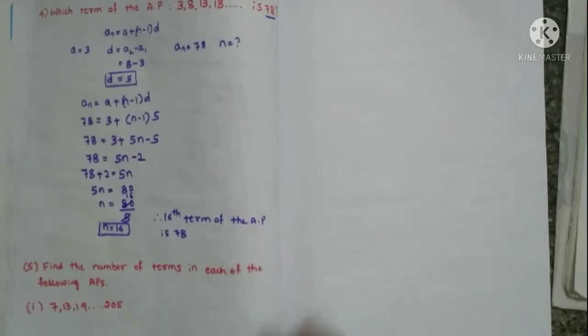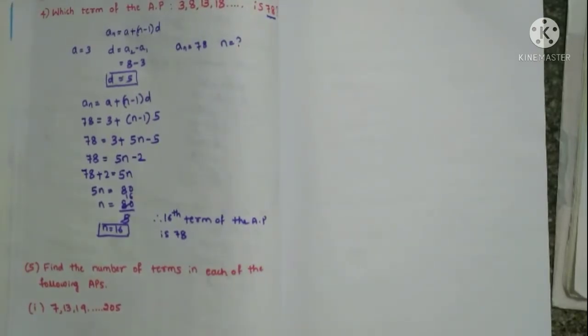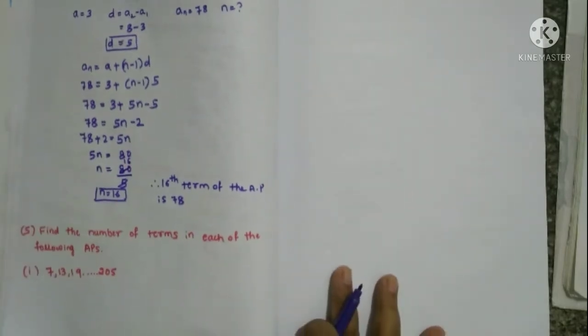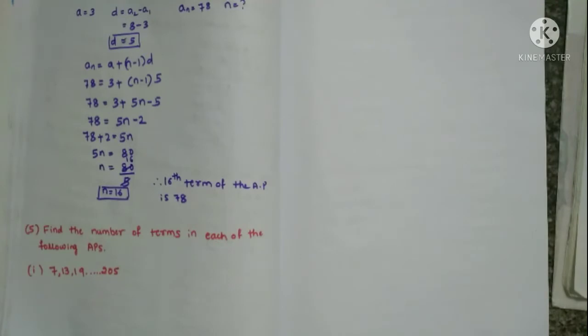What they given in the fifth sum, you see. Find the number of terms in each of the following APs. Here two sums they have given. First one we'll see first, then we'll see the second one. Okay, the first one, see 7. Here also they clearly mentioned. In the last sum, which term of the AP they have asked, means you have to find the n value. Here clearly they mentioned find the number of terms. Number means we have to find n there. n means number of terms in the AP.